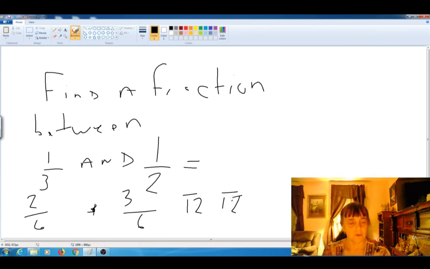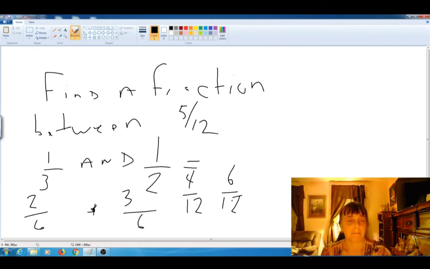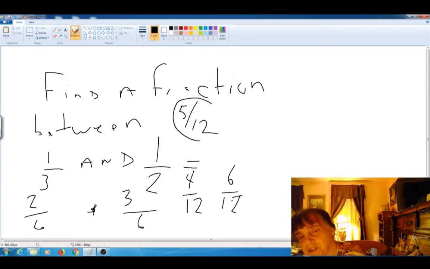So 12 into 6 is 2. 2 times 2 is 4. 12 into 6 is 2. 2 times 3 is 6. So the number between 4/12 and 6/12 is 5/12. Okay, a fraction between 1/3 and 1/2 is 5/12.